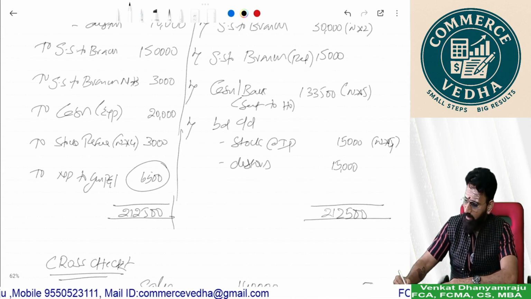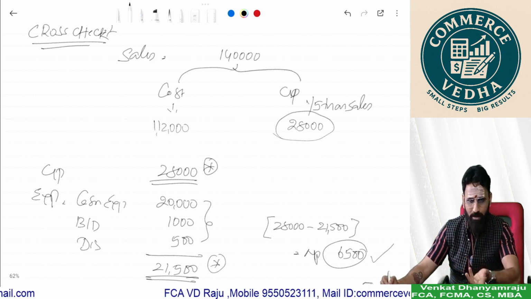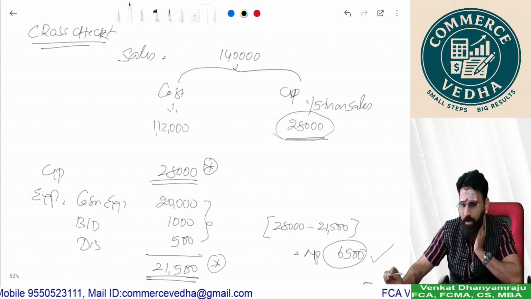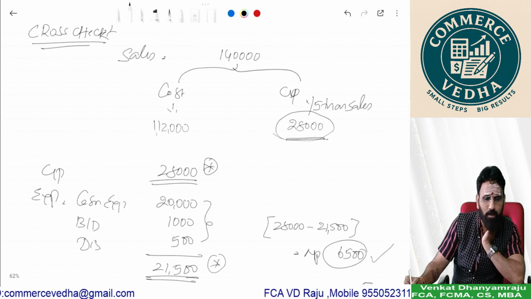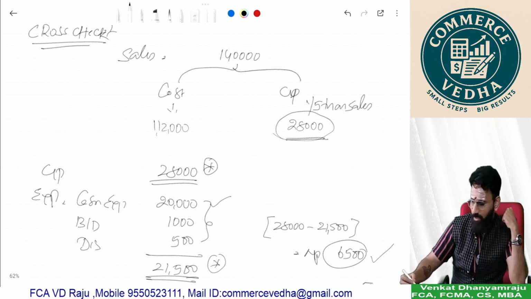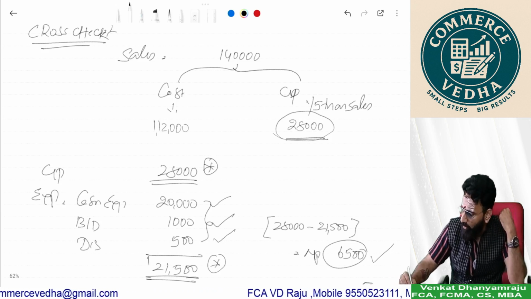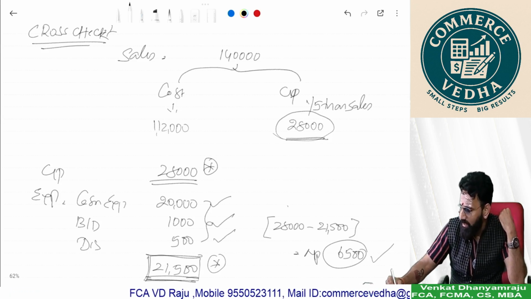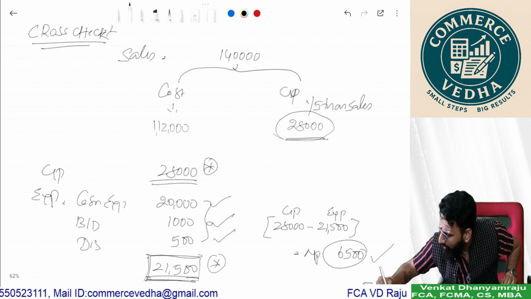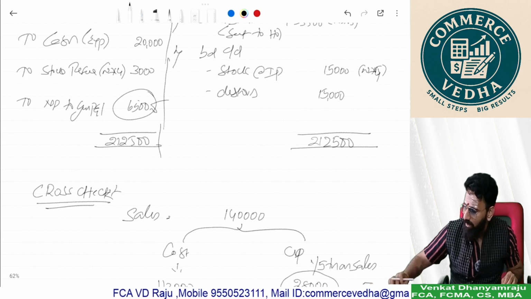Answer is 6,500. And when you cross check your sales, net of returns, no returns. So sales at 1,40,000, you should make a gross profit of 28,000 and gross profit recorded. Cash expenses received from HO, you spend 20,000 and your bad debt 1,000, your discount 500, total expenses were 21,500 as against the gross profit of 28,000, leaving you a net profit of 6,500. Your branch account exactly gave the same answer.